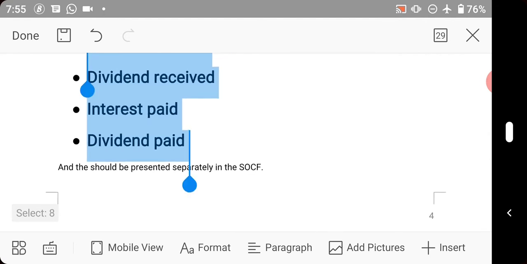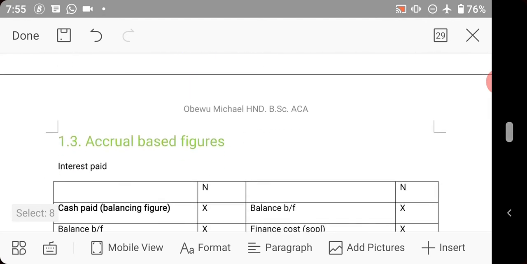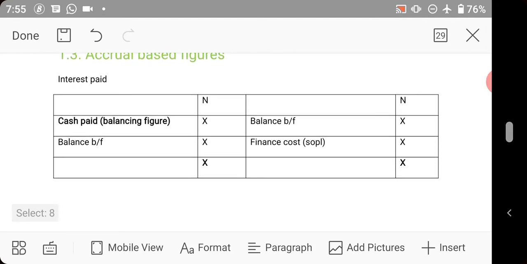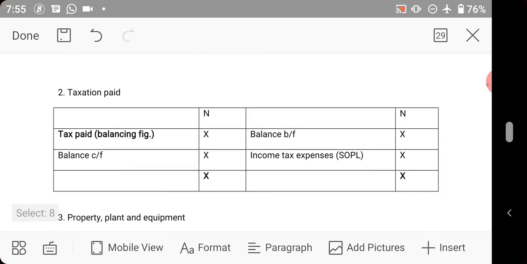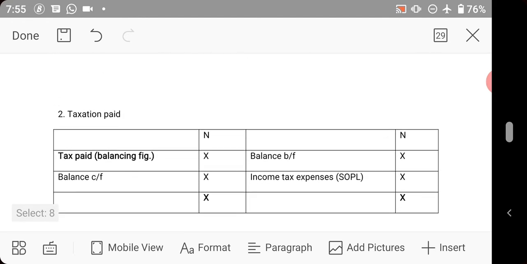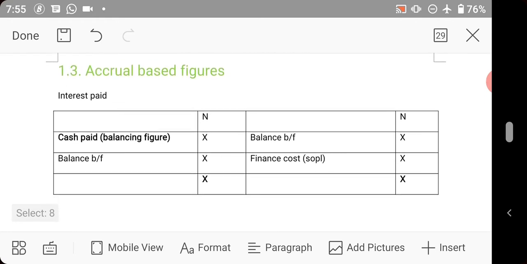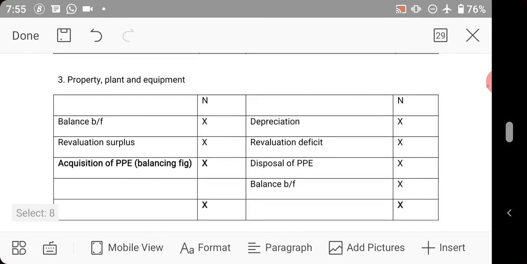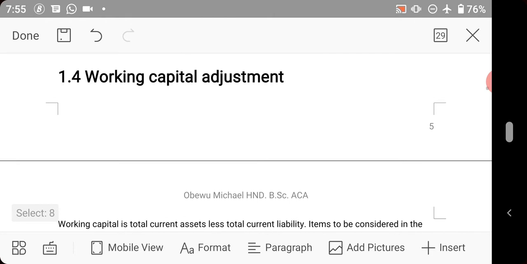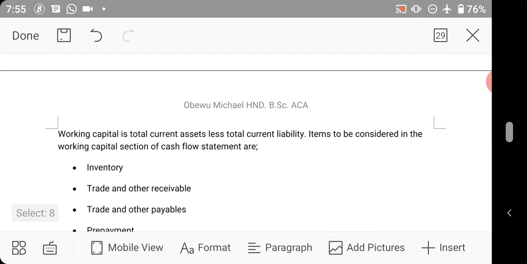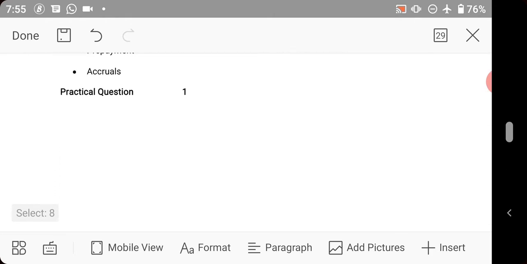So we continue. So accrual based figures. This is a format of adjustment. But there is no need for us to waste time here. We'll take a question and I'll start teaching you how best you can do this.